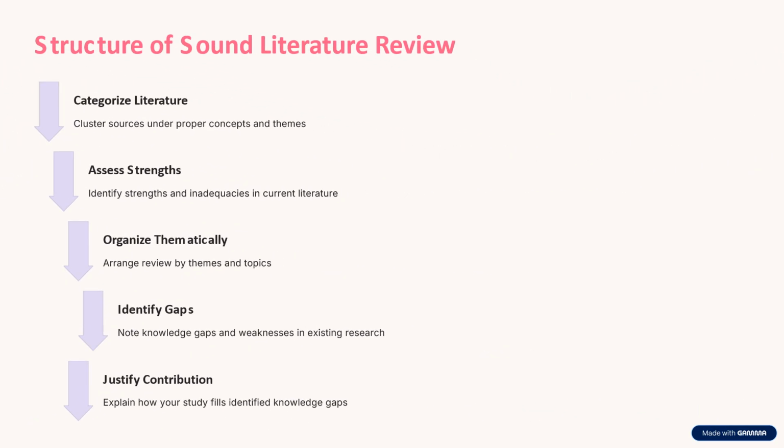The structure of a sound literature review comprises five stages. One is to categorize and cluster literature under review according to proper concepts. Second is to find strengths and inadequacies of present literature by referring to summaries. Third is to organize and arrange the review thematically. Next is to note the strengths, weaknesses, and gaps in present knowledge on the theme of the research. Finally, justify how the particular study expects to fill those knowledge gaps.